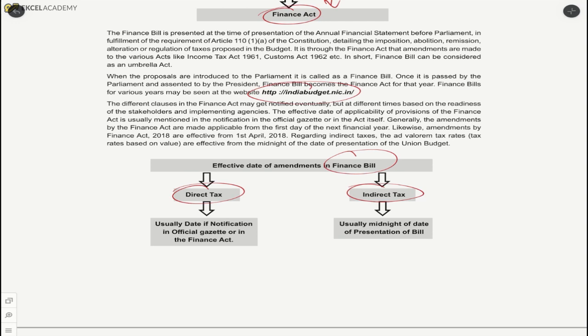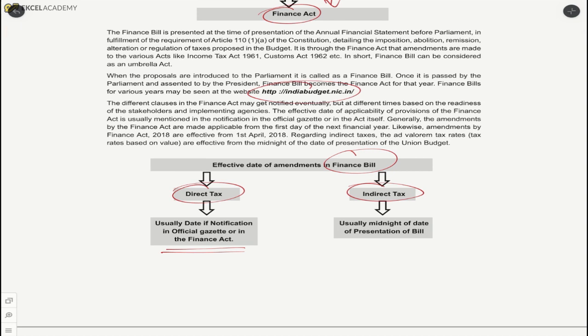Usually once the notification is published in the official gazette. So direct taxes can wait. Only upon notification in the official gazette will we say this particular amendment has been brought into effect. Whereas when it comes to the indirect taxes, it is usually the midnight of the date of presentation of the bill. If the bill is presented on, let's say, 31st of July, evening, then from that midnight itself, that means from 1st of August itself, the indirect tax proposals will come into effect.